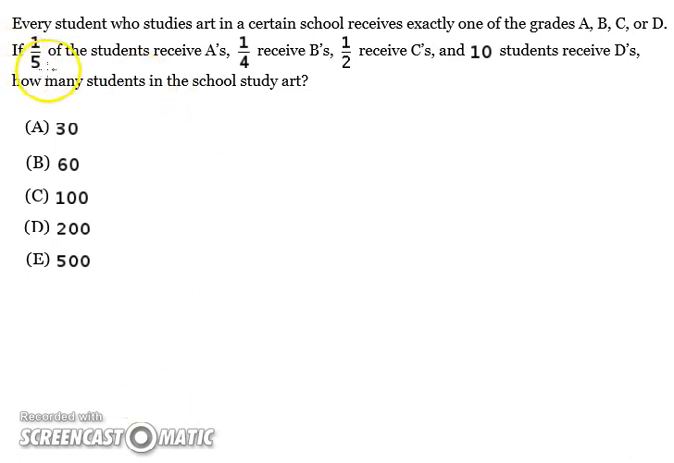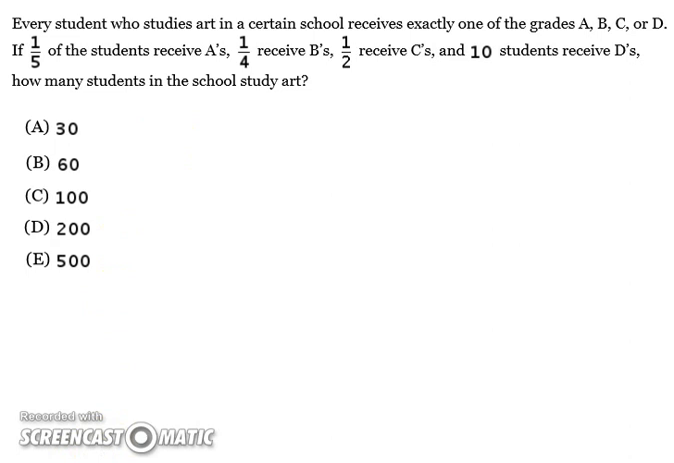So we know that 1/5 of the students plus 1/4 plus 1/2 plus whatever fraction 10 is will give you 1, which is all of the students. So if we can add these three fractions, we can figure out what fraction of the students receive one of these three, and then we'll know what fraction receive D's. And then since we know 10 is that fraction, we can figure out what the total number of students is.